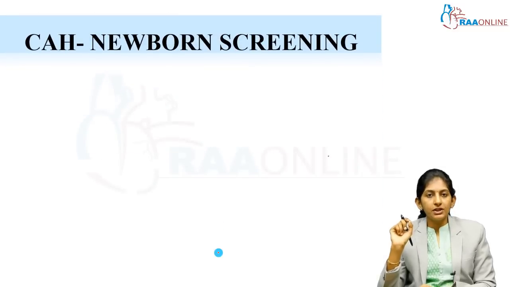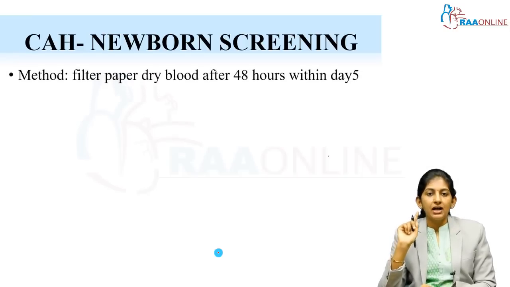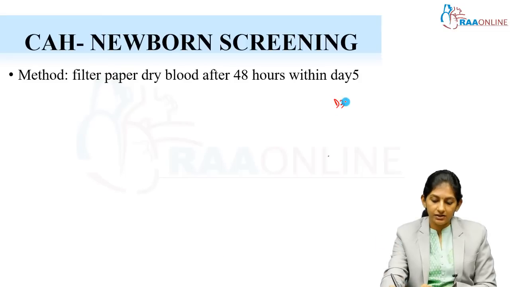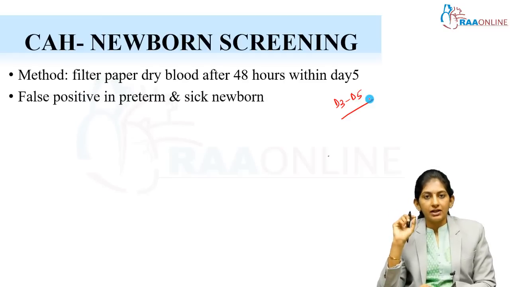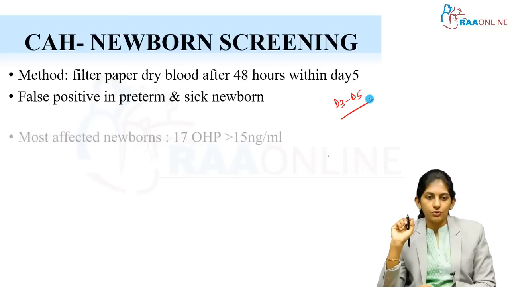So, how do you do the newborn screening? A newborn is born, and we already saw the approach. On day 3, preferably after 48 hours and before day 5, so ideally between day 3 and day 5, not after that, a dried blood sample from the heel prick should be taken.